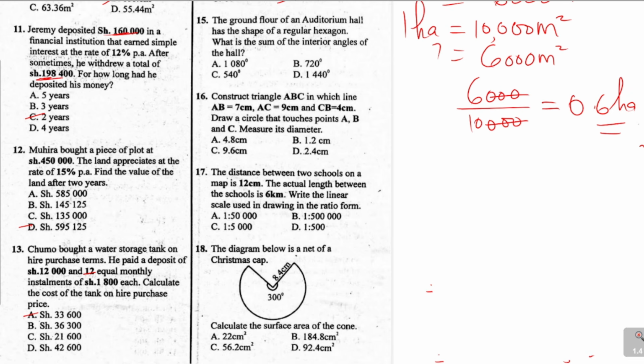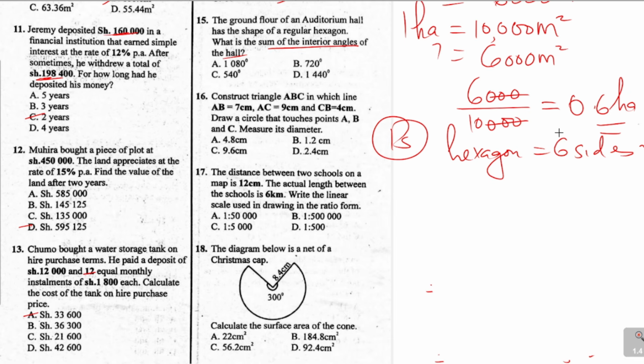The ground floor of an auditorium hall has the shape of a regular hexagon. What is the sum of the interior angles of the hall? So in simple terms, you're required to get the sum of the interior angles of a hexagon. A hexagon has 6 sides. How do you get the sum of interior angles of any regular polygon? It is given by 2n minus 4 right angles, or you open these, you can get 180n minus 360.